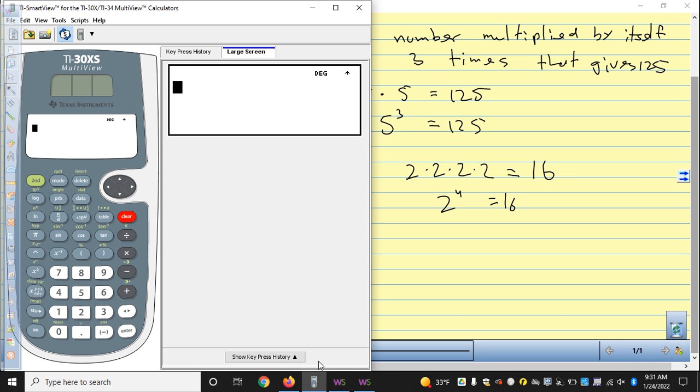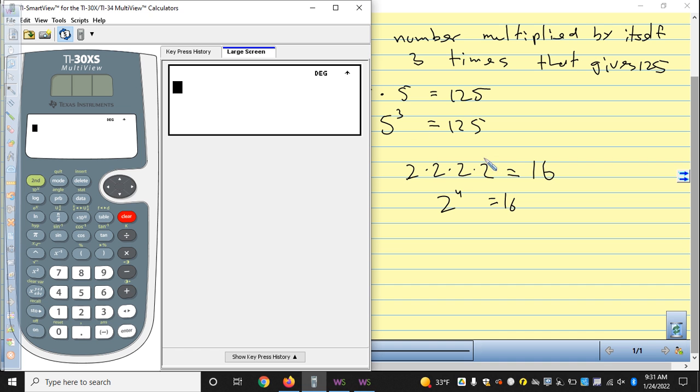So what we do in our calculator, on most of our calculators, if you have a calculator similar to this, it's going to be the same. If you have a different kind of calculator, it might be a little bit different, and Ms. Lindgren and I can help you with that.